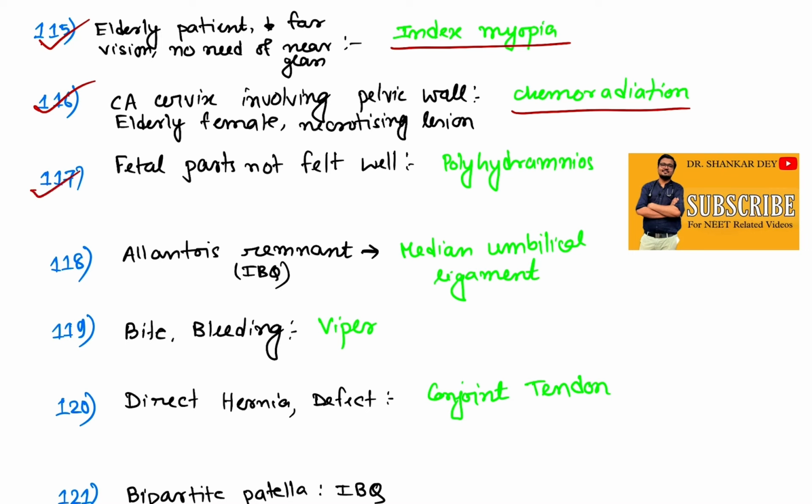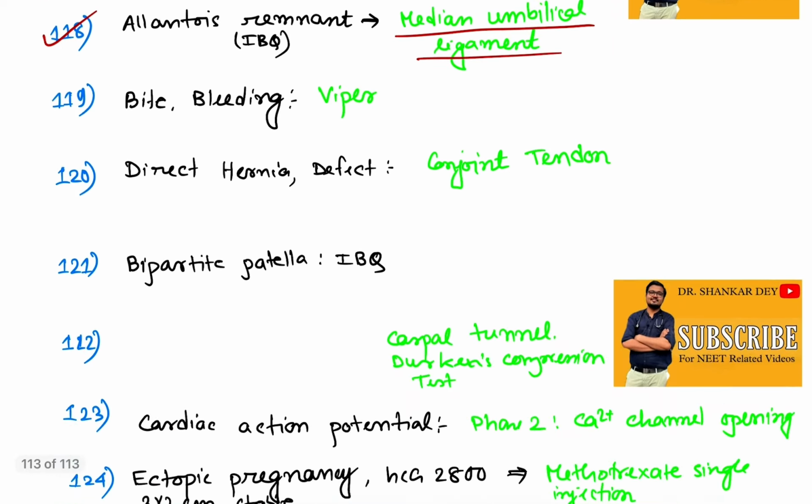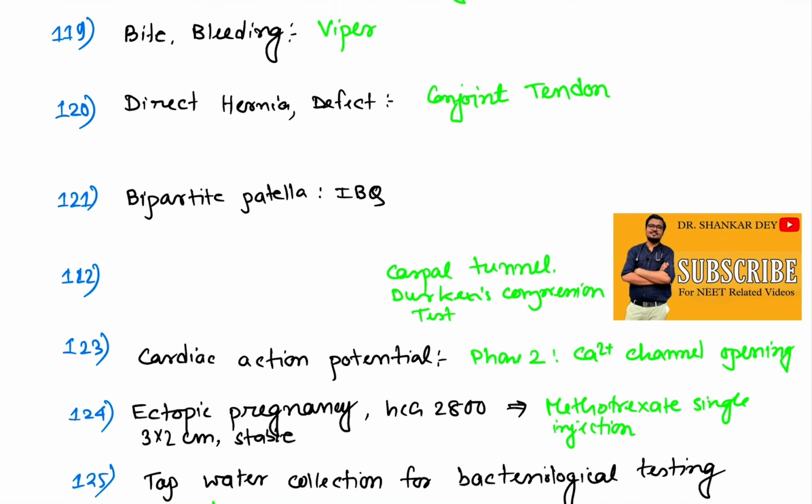Pregnant female, fetal parts not felt well, probably due to polyhydramnios. Then image-based question, allantois remnant. So the remnant of allantois is the median umbilical ligament. Then I think one question about a bite followed by bleeding, discoloration, snake bite or viper bite. Bite, if it presents with bleeding, it is a viper bite, or if there are neurological features, then you have to think about cobra and all.